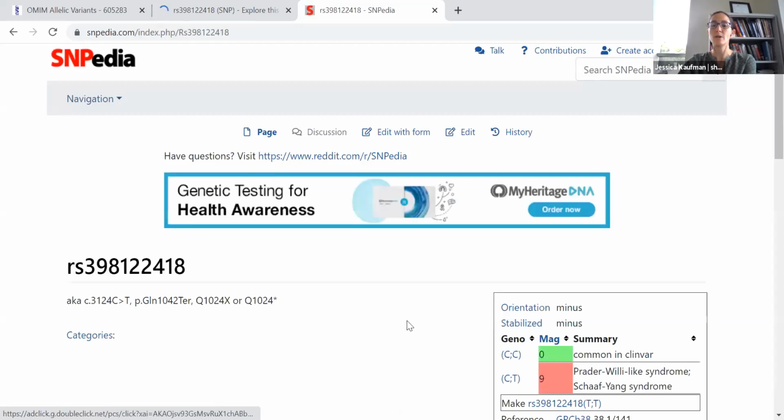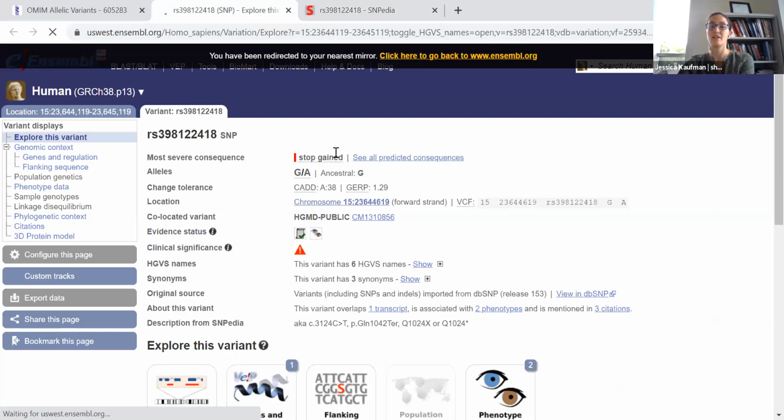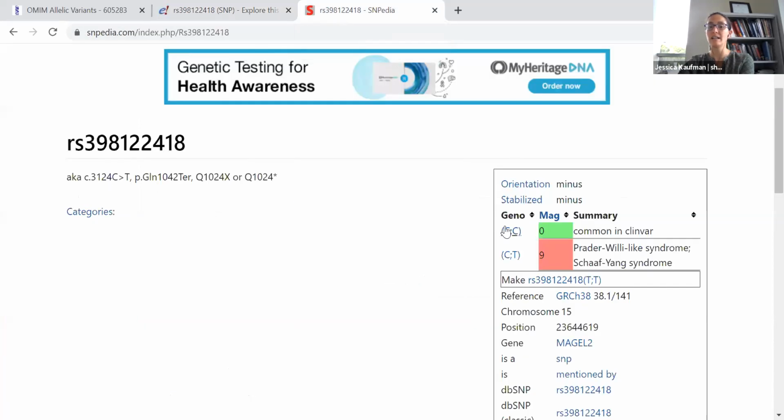So you can see here's the report, and it shows that CC is the most common genotype. CT is the associated one with these two conditions. So that's how you can tell the difference between the two genotypes. So if I was doing this for the exam, I would draw a picture of the CG pairing, and then I would draw a picture of the AT pairing. You can see the same information is here. It goes from a G to an A, or if we're looking on the other strand, it goes from a C to a T.